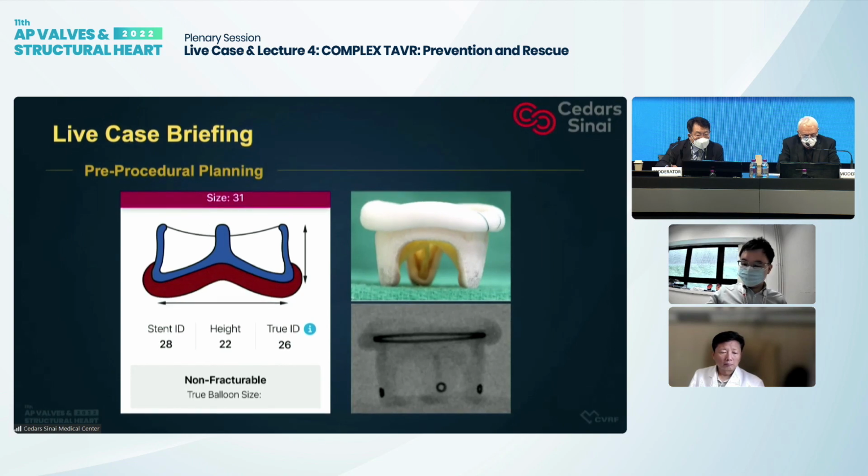Next slide. We also always check with the devices in the mitral valve-in-valve app, and here with the 31 millimeter Hancock, we have a true ID of 26 millimeters. We also see the fluoroscopic demonstration of the valve, which gives us an idea of how to land the valve.